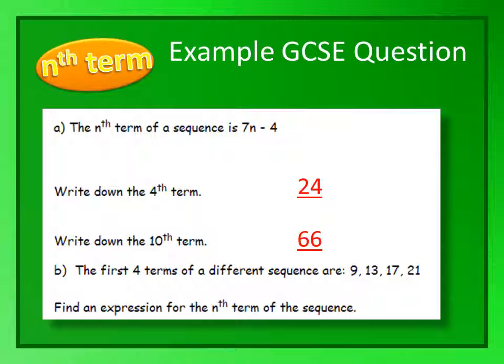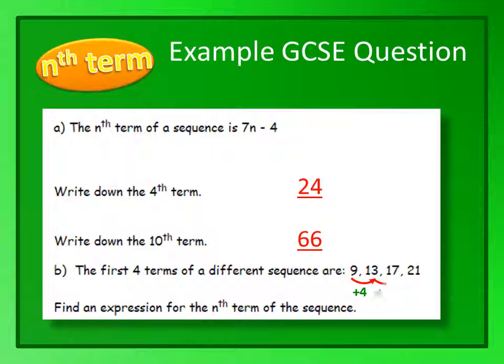In part B, the first 4 terms of a different sequence are 9, 13, 17, and 21. They want us to find an expression for the nth term of the sequence. Okay, so we're going to have to start again by looking at what the difference between each of those terms is. Let's have a look here.